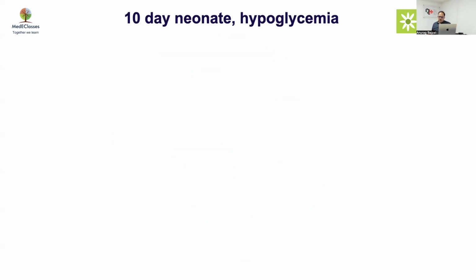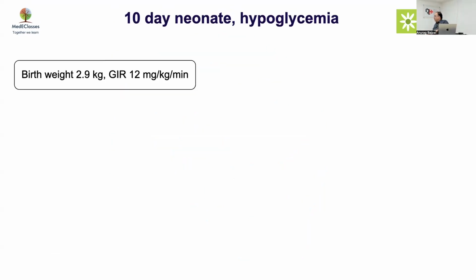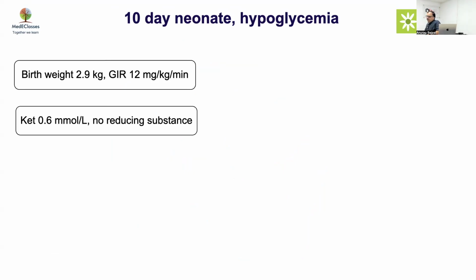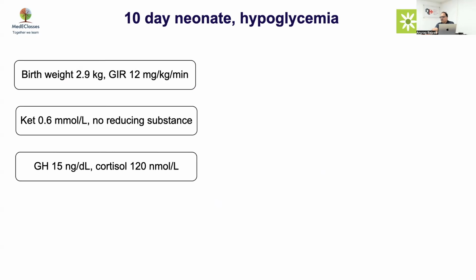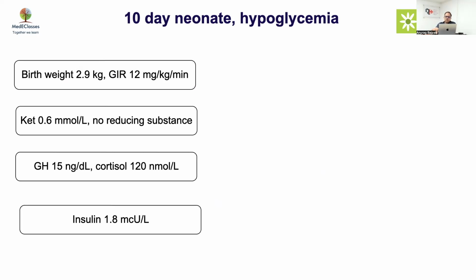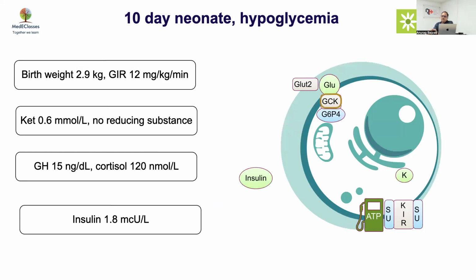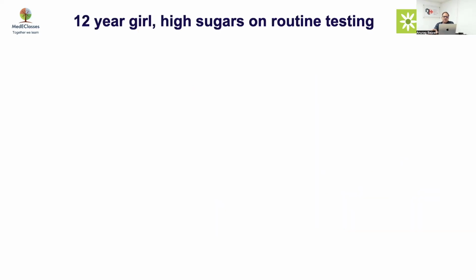A 10-day-old neonate with hypoglycemia, weight is 2.9, GIR is 12, ketone is negative, reducing substance is absent. So what is your likely diagnosis? High GIR, non-ketotic, no reducing substance. Hyperinsulinism will be a number one possibility. Growth hormone and cortisol are normal, insulin is detectable. So this is looking like a hyperinsulinism because of a GCK defect.